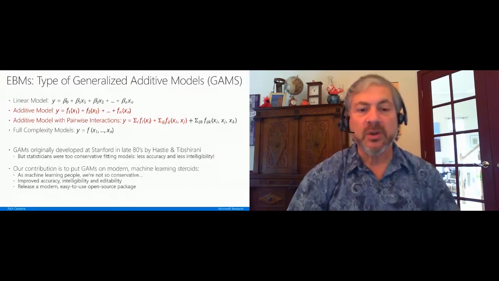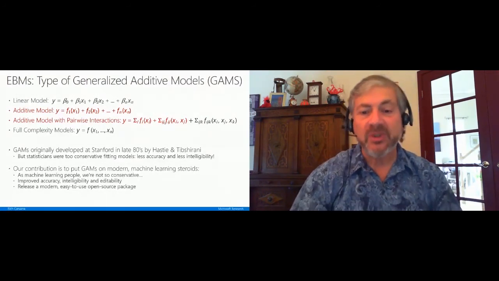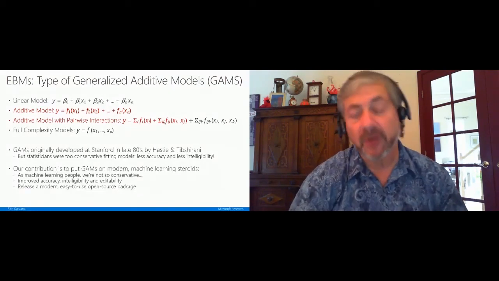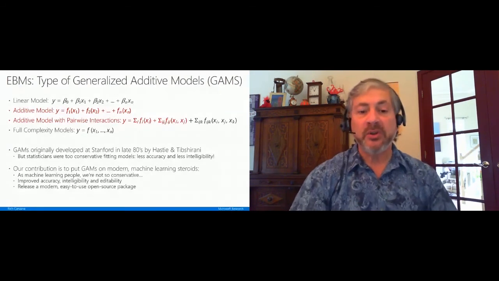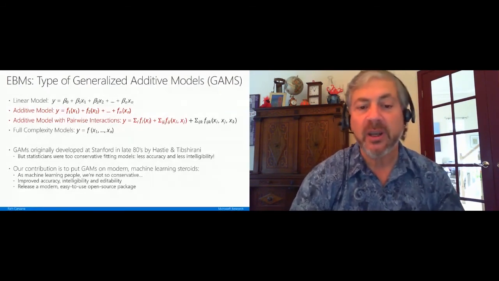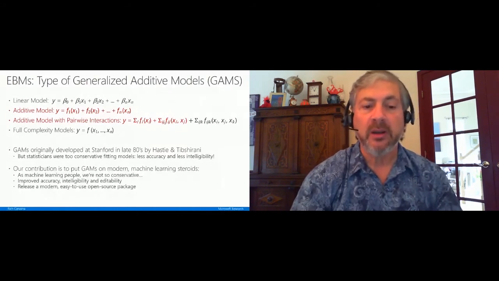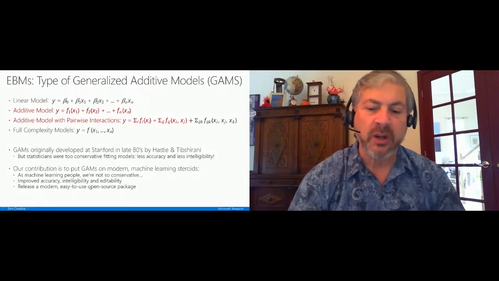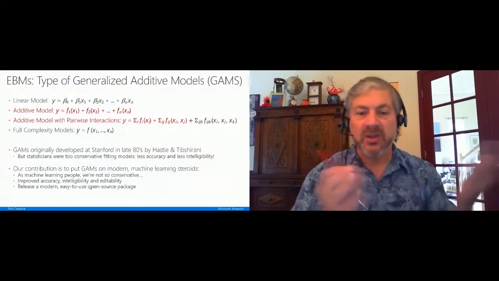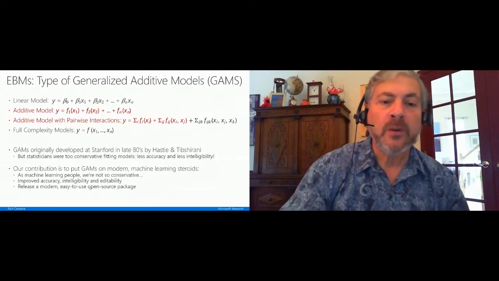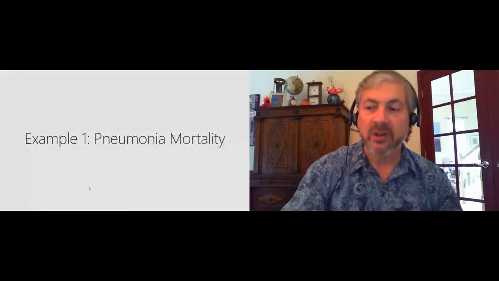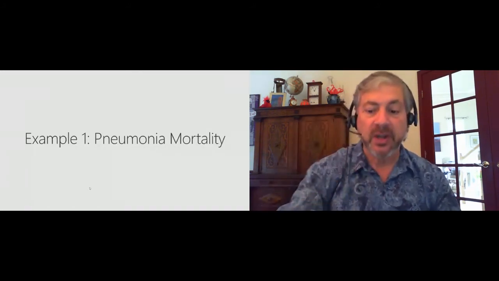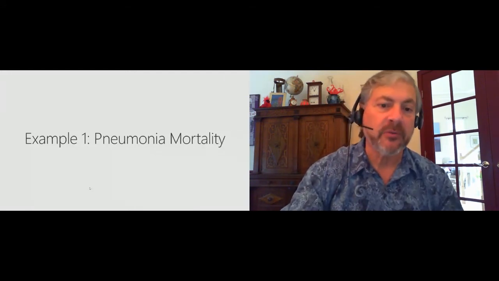So our contribution is to put these GAMs on modern machine learning steroids. In the process, we're going to get very high accuracy, we're going to improve the intelligibility, and we're also going to get for free the ability to edit the models, which is great. We've now released these in a modern, easy to use open source package. If you're already used to training random forests or boosted trees, it's now just as easy to train these models. Let me jump in and talk about this pneumonia data set for a while to get you comfortable with the models. Then I'll go through a number of other medical data sets and show you interesting things that we learned from data.